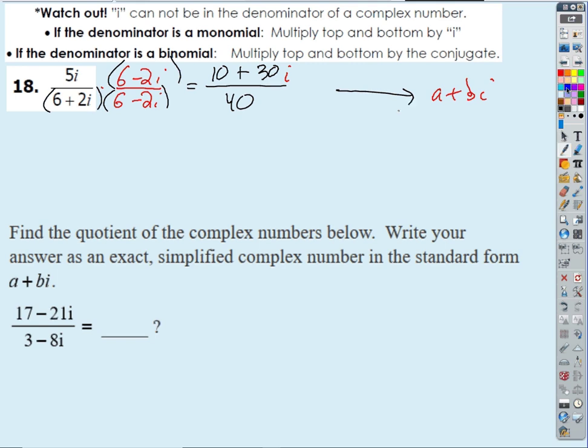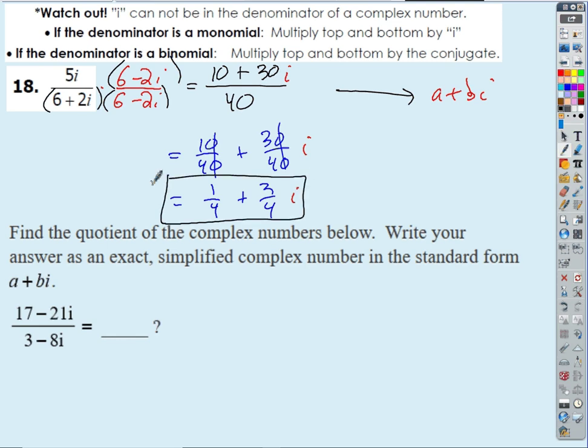So I just want to split this up then, right? I'm going to split this into separate fractions. So I'm going to get 10 over 40 is going to be the first fraction that has no i's. That's the real part, isn't it? Plus 30 over 40 times i, right? And then if I simplify those, what is that? Well, that's just 1/4 plus 3/4 i. And we're done. Now I've got a complex number in standard form. So we figured out what this quotient of complex numbers is. That's it. Right? Okay, let's try another one.